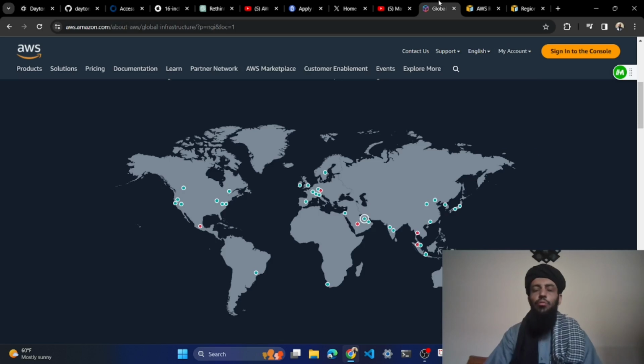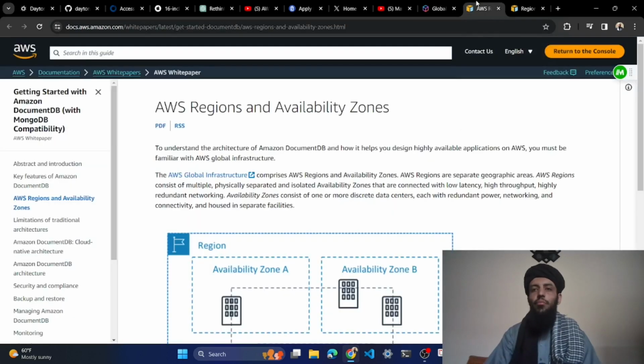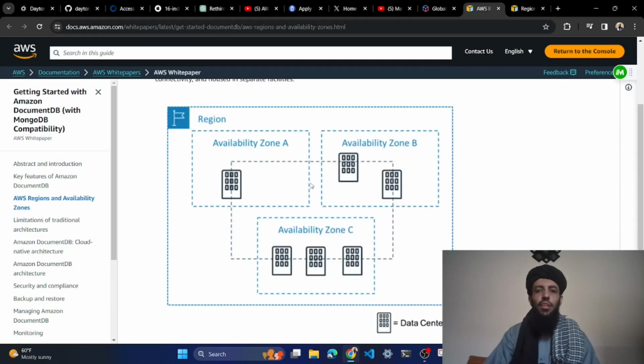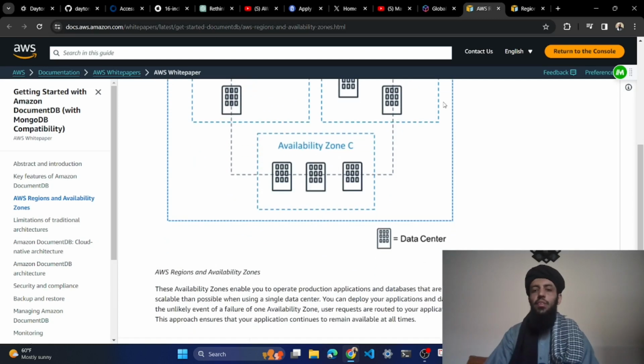Now if we take a look at the regions, this is the region, these are the availability zones, and inside each availability zone there are data centers. There could be 1, 2, or 3 data centers present in each availability zone. So yeah, this is an important point.